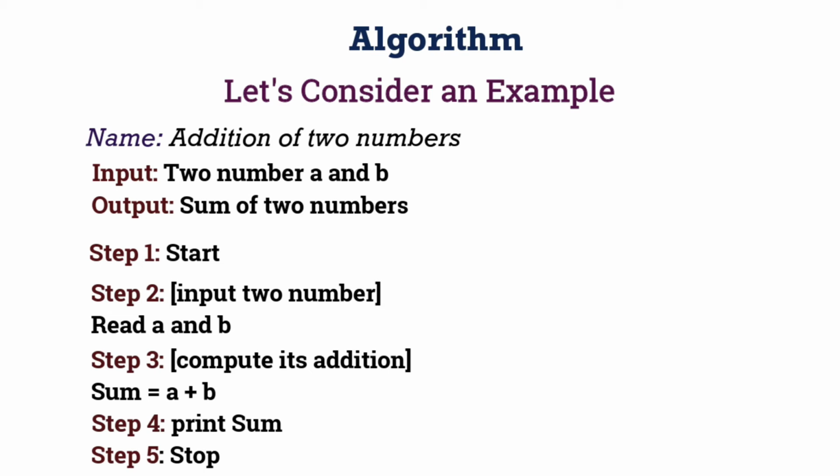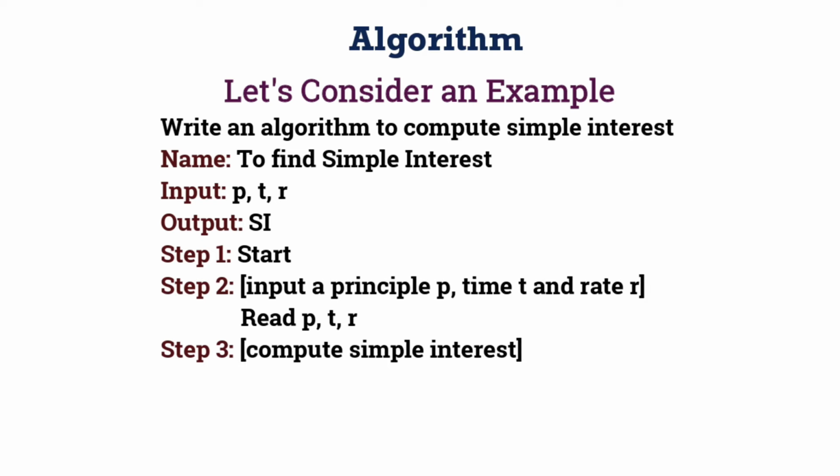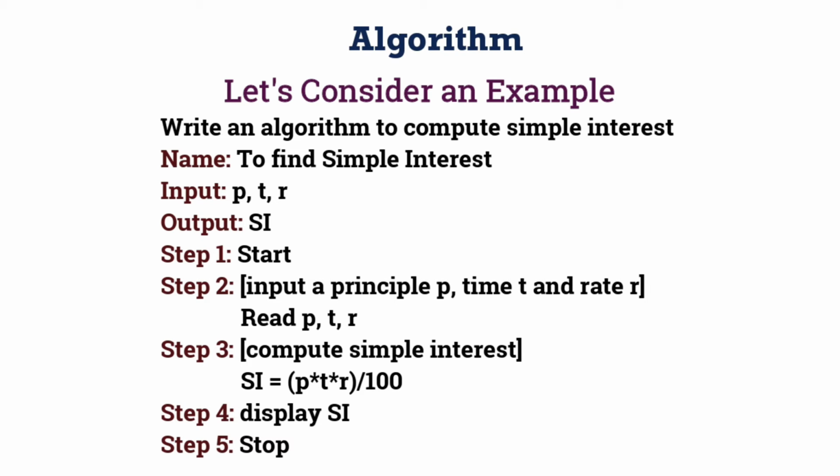Now we'll see another example to compute simple interest. So here the algorithm name is to find the simple interest. Inputs are P, T, R and output is SI, that is simple interest. Step 1 is start, step 2 is input principal P, time T and rate R. Then read P, T, R values. Step 3, compute simple interest by the formula SI is equal to P times T times R divided by 100. Step 4 is display SI. Step 5 is stop.